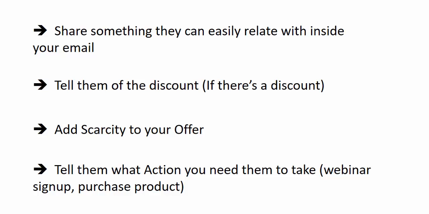Next step is to tell them about the discount you're giving them for this product. If you're able to secure a discount for them, this is where you tell them about it. And you also have to add that the only way they can get the discount is through your link. While doing this, you must include scarcity in your mail.